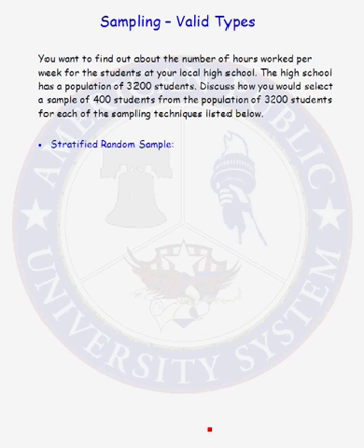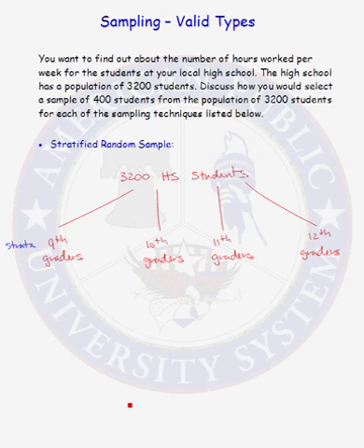Recall, we are in the high school setting. What if we divided our population of high school students into 9th graders, 10th graders, 11th graders, and 12th graders? Presumably, our 9th graders would all be alike, the 10th graders would be alike, the 11th graders and 12th graders. Now that we have our population divided into strata, we want to select a simple random sample from each of our strata.